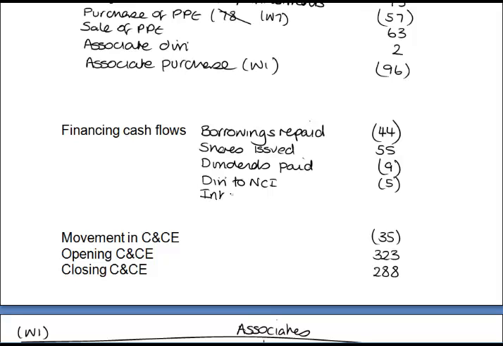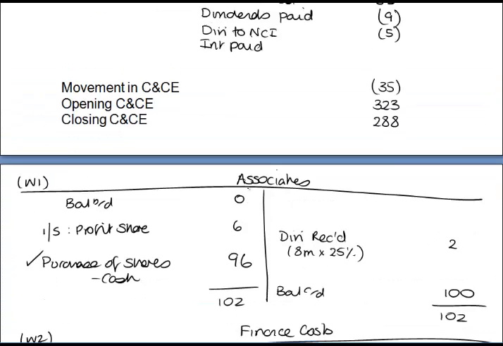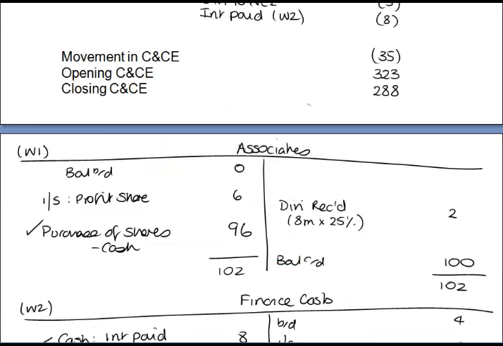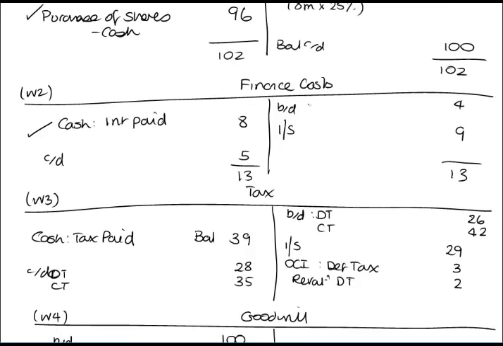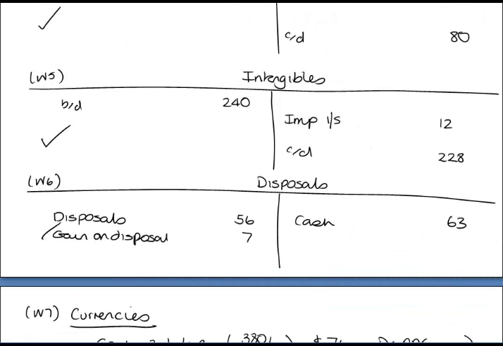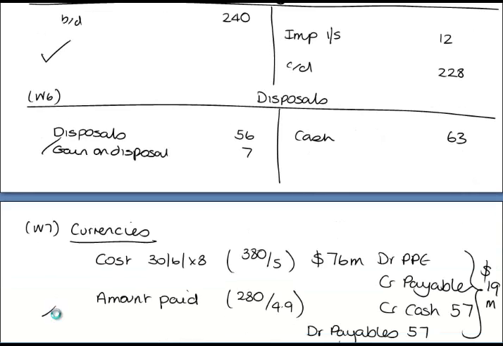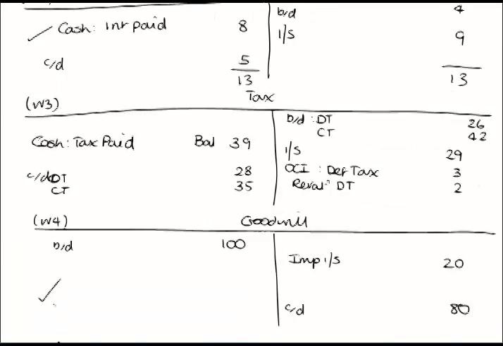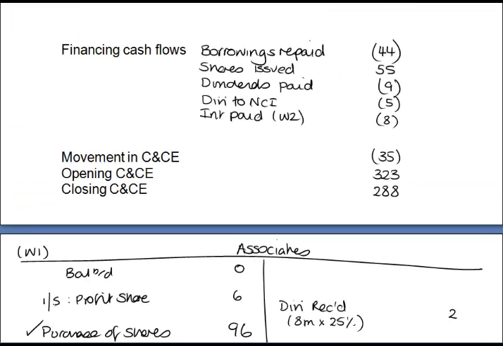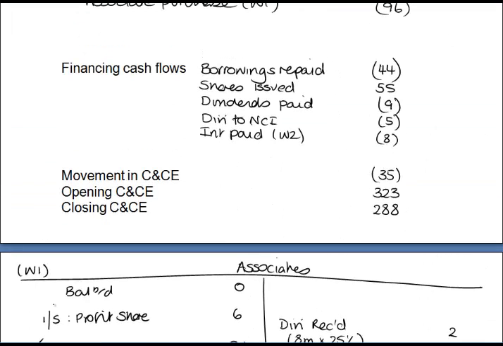So interest paid, how much was that? That was 8 from working number 2. So we've dealt with tax, we've dealt with goodwill, we've dealt with intangibles, we've dealt with our disposals, and we've dealt with currencies. We've now dealt with every single element of the cash flow statement. So what we've now got to do, our remaining activity, is to add it up.